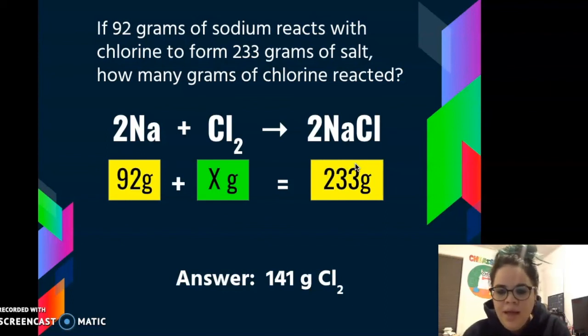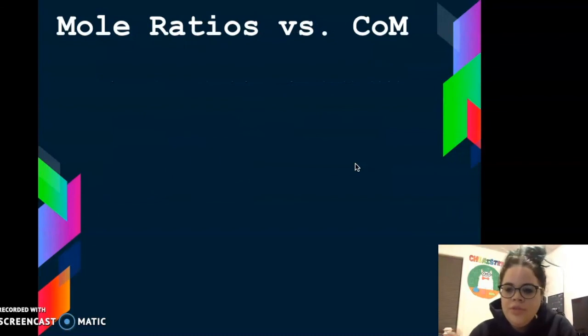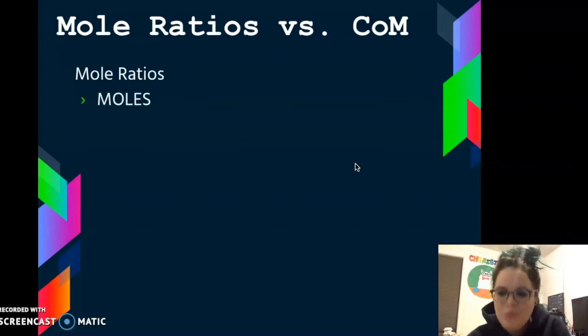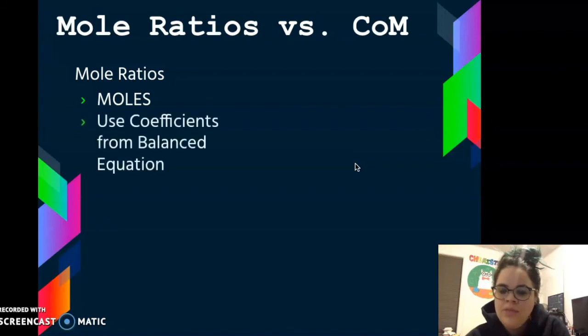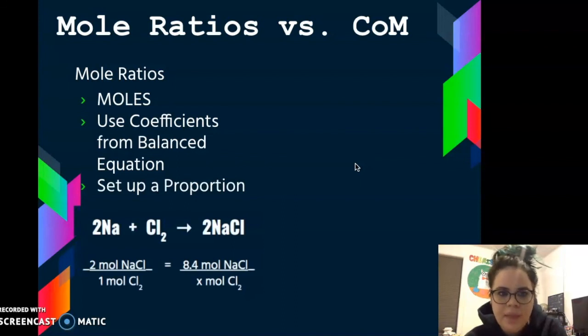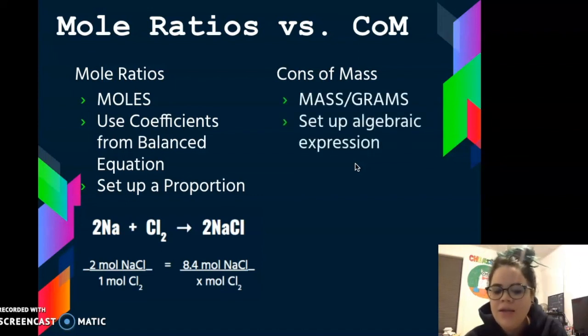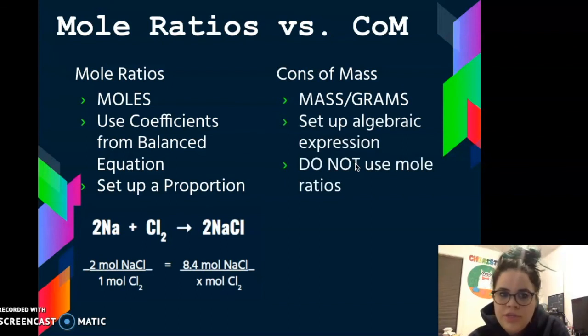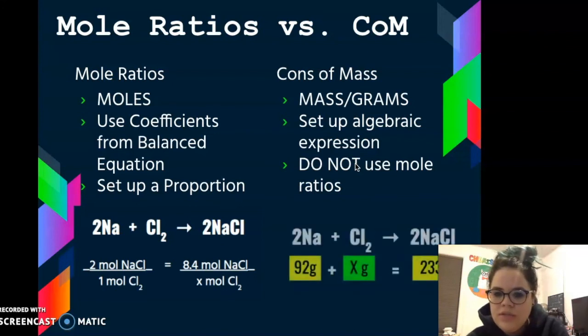This is important because they will often give you these types of questions and it's easy to mix them up with mole ratios. You will know you are using a mole ratio if the question asks you about moles. If you were doing that, that's when you use the coefficients from the balanced equation and you set up a proportion like we did. If you are doing conservation of mass, there is no word of moles or anything like that. You do not use the molar ratios at the beginning. Those numbers do not apply. Those numbers are just going to be there for mole ratios. And so then you just solve for x like we did.